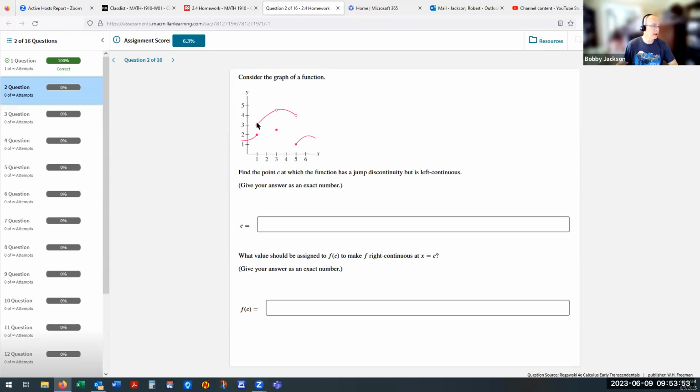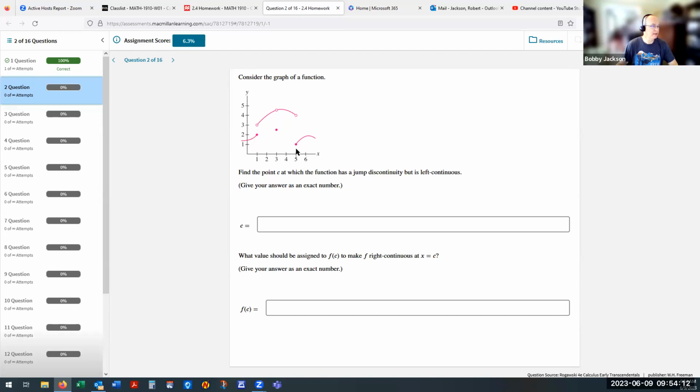The limit from the right looks to be about 3 at 1. So the limit itself does not exist, but we have a jump discontinuity. But notice at 1, it is left continuous because the limit from the left equals the value of the function, right? F of 1 is 2, and the limit from the left is 2.